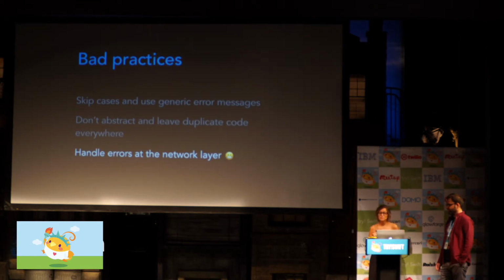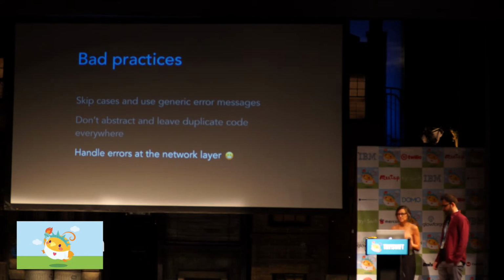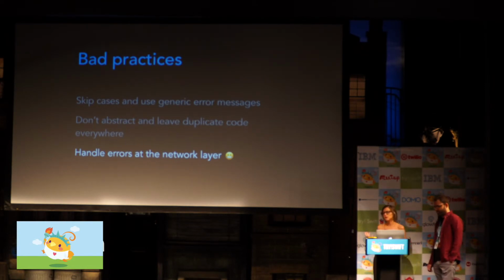Or since the majority of our errors come from the calls to our servers, we handle the errors exactly at the network layer, which is also wrong. All of these are obviously bad practices that can lead either to messy, unmaintainable code or to bad user experience with cryptic error messages like the one we showed before.